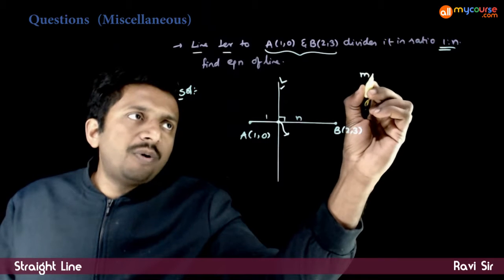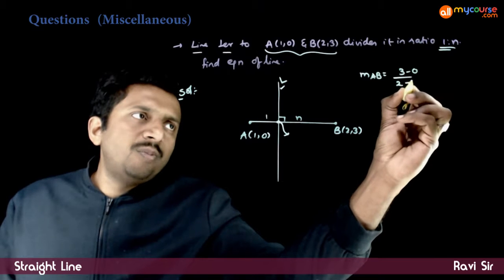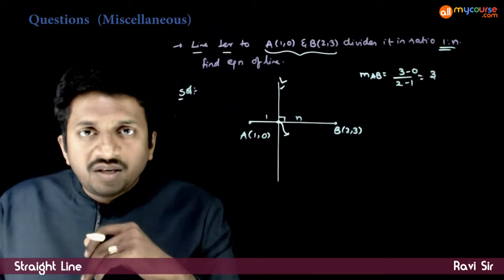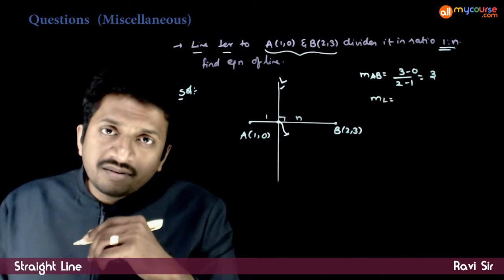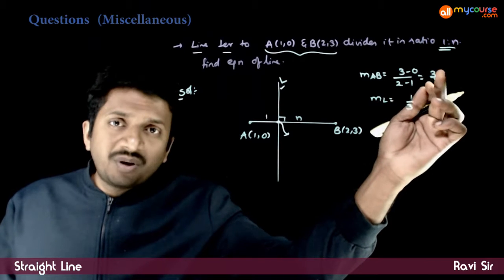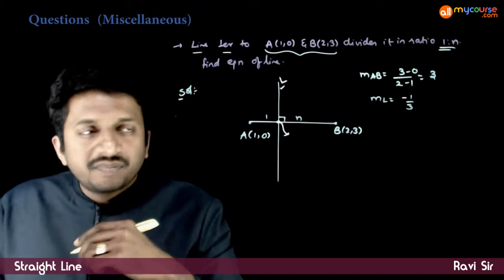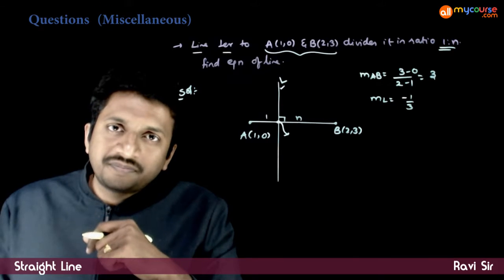So what is the slope of AB? (3 minus 0) by (2 minus 1), which is equal to 3. So the slope of AB is equal to 3. So what is the slope of line L? You need to reciprocate this 3, 1 by 3, and add an extra minus sign. So the slope of this line L is minus 1 by 3.